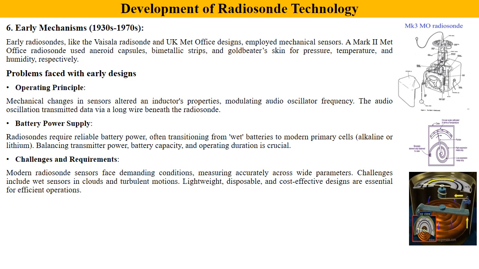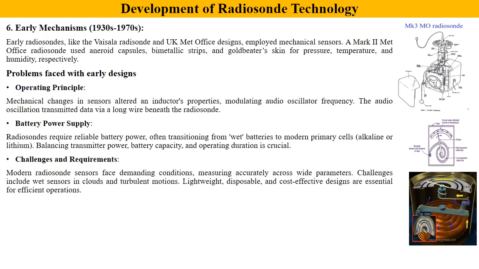So what was the problem that they faced during the early design? First of all, there are so many problems, like you are using aneroid capsules, bimetallic strips. What is a gold beater skin actually? In earlier times, gold beaters used skins to beat their gold into very thin sheets.